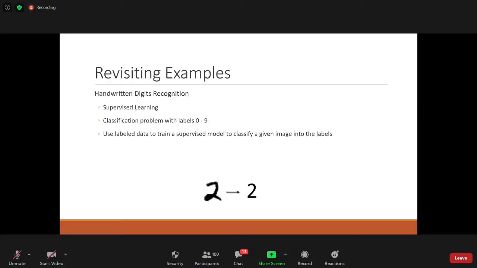So with all of this information in mind, that's a lot to remember, I know. So we're going to go back and revisit the examples that I mentioned earlier in the frame of these different techniques. Let's talk about handwritten digits recognition. We can now see that it is a supervised learning problem. I explained earlier that the MNIST database has labeled sets of data, and labeled sets of data work well with supervised learning. We also know that this is a classification problem, since there is a finite number of labels that each data point can achieve, namely 0 through 9. What we can then do is use this labeled data to train a supervised model, such as a regression model or a neural network, like we discussed earlier, to classify a given image into those labels.